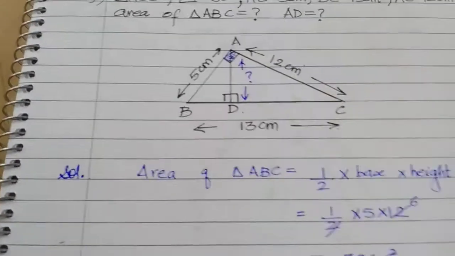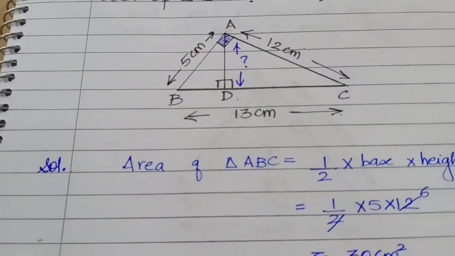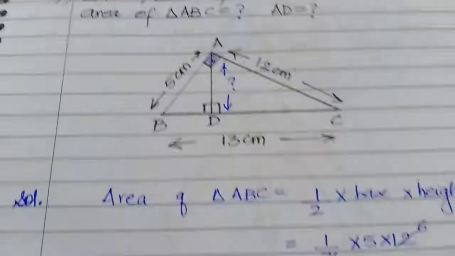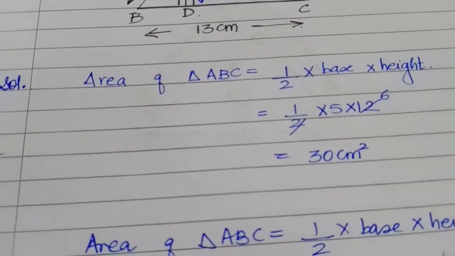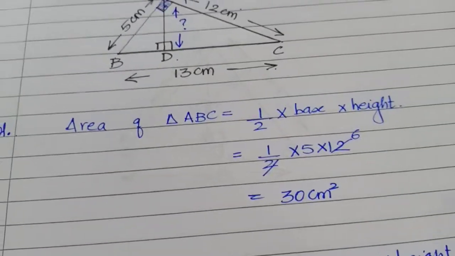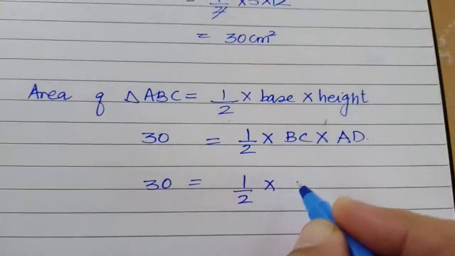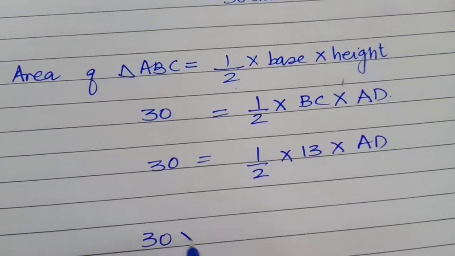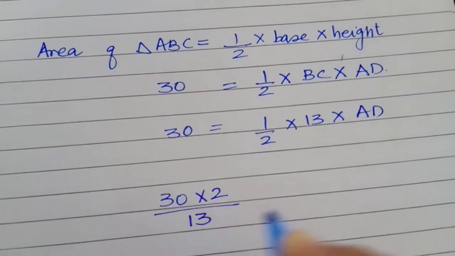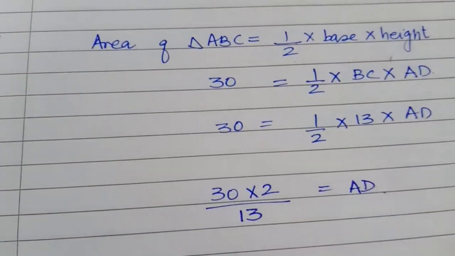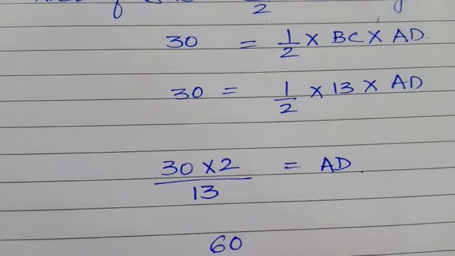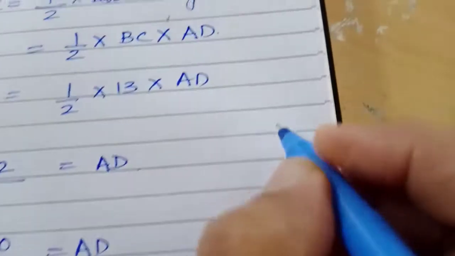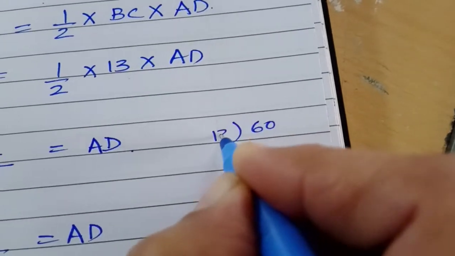Half. Now I am taking the base as BC. So height will be that particular thing which falls on it making 90 degree. That is AD. So 30 is equals to half and BC is given as 13 into AD. So when I bring all these terms towards this side, it becomes like this. It is 60 by 13 is equals to AD. Now just divide it. 60, 13.